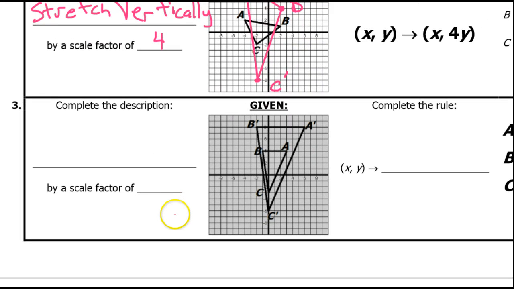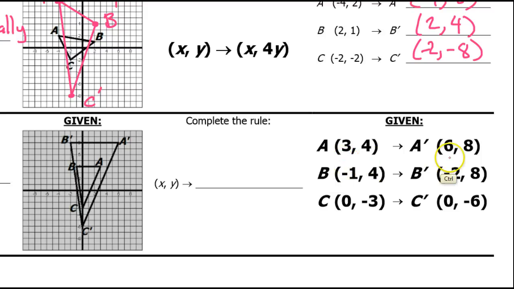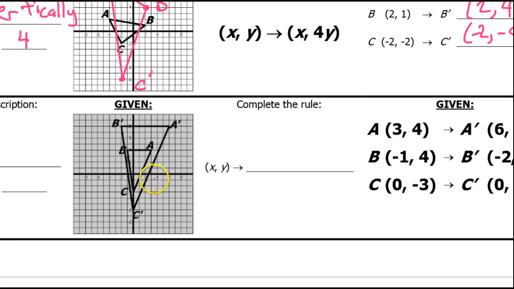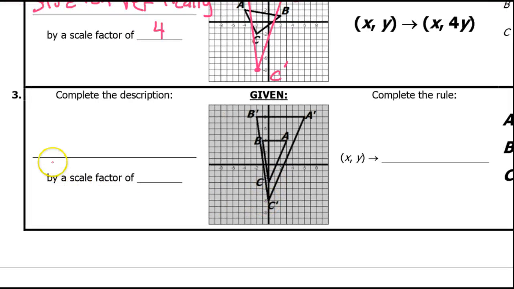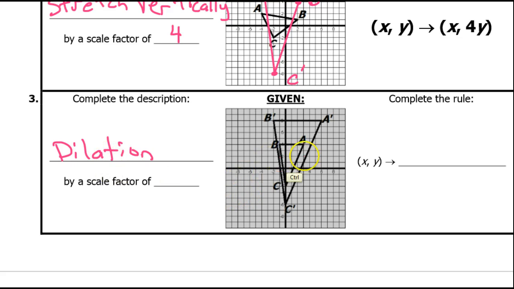All right, look at problem number 3. This time we're given a graph and we're given some points, like a before and after, the pre-image and the image. So at a glance, it seems like multiple things are changing. It seems like not only is it getting taller, but it's also getting wider. So this looks like a full dilation. A dilation is when it's changing horizontally and vertically at the same time.